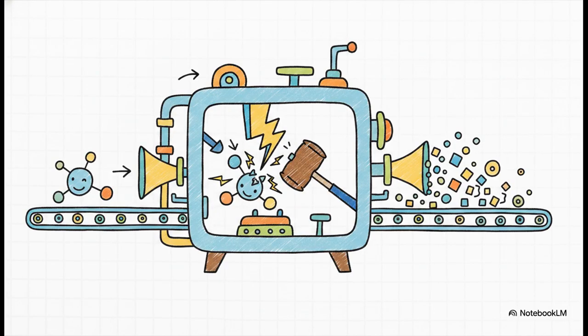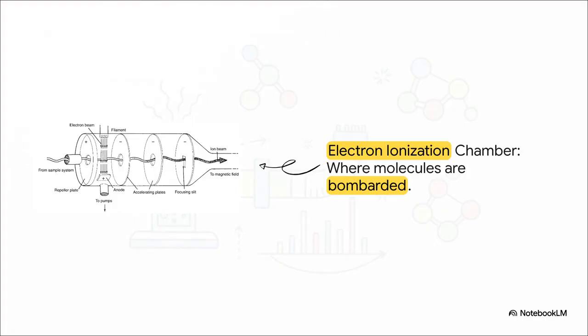All right, part one, the molecule shattering machine. Our investigation kicks off in what we'll call the interrogation room, or what chemists formally call an electron ionization mass spectrometer. This is an incredibly common setup for analyzing small organic molecules. Picture an invisible hammer just completely smashing a vase. That is essentially what's happening to our chemical suspect here.